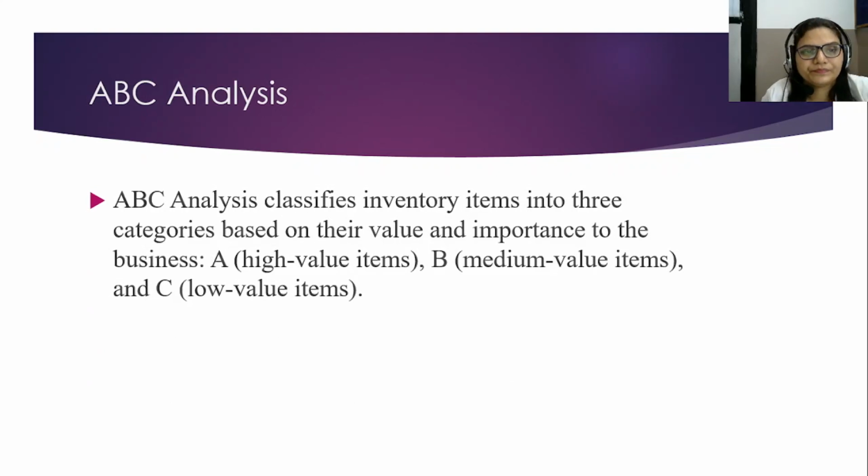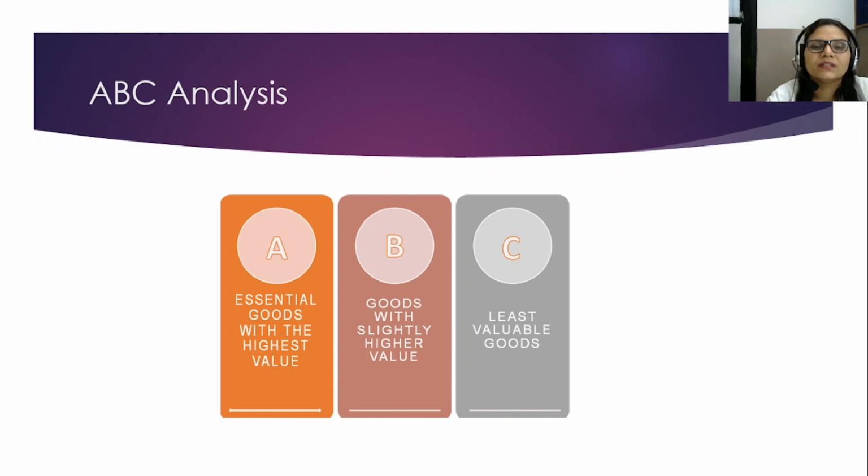Another method of material control is ABC analysis. ABC analysis classifies inventory items into three categories based on their value and importance to the business: A, high value items; B, medium value items; and C, low value items. We can understand with the help of a given diagram. A, essential goods with highest value; B, goods with slightly higher value; and C, least valuable goods.